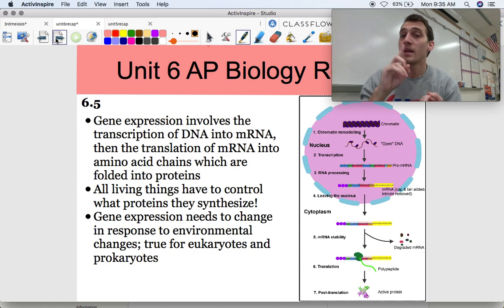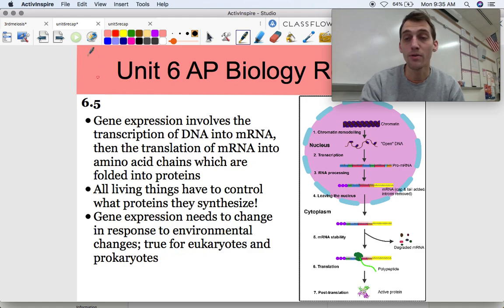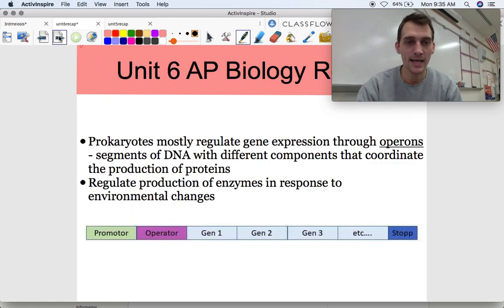You might not be in the right environment to express certain proteins. It doesn't make sense to do that. Like if you're a bacterial cell and there's no lactose available to break down and digest in your environment, then you're not going to express the genes that break down lactose, right? We're going to talk about that in a second. If you're a nerve cell, if you're a brain cell, one of the 86 billion ones up here, you're not going to be producing digestive enzymes. That just doesn't make sense, right? So gene expression needs to change in response to environmental changes. This is true for both eukaryotes and prokaryotes. All of them have to be able to do this.